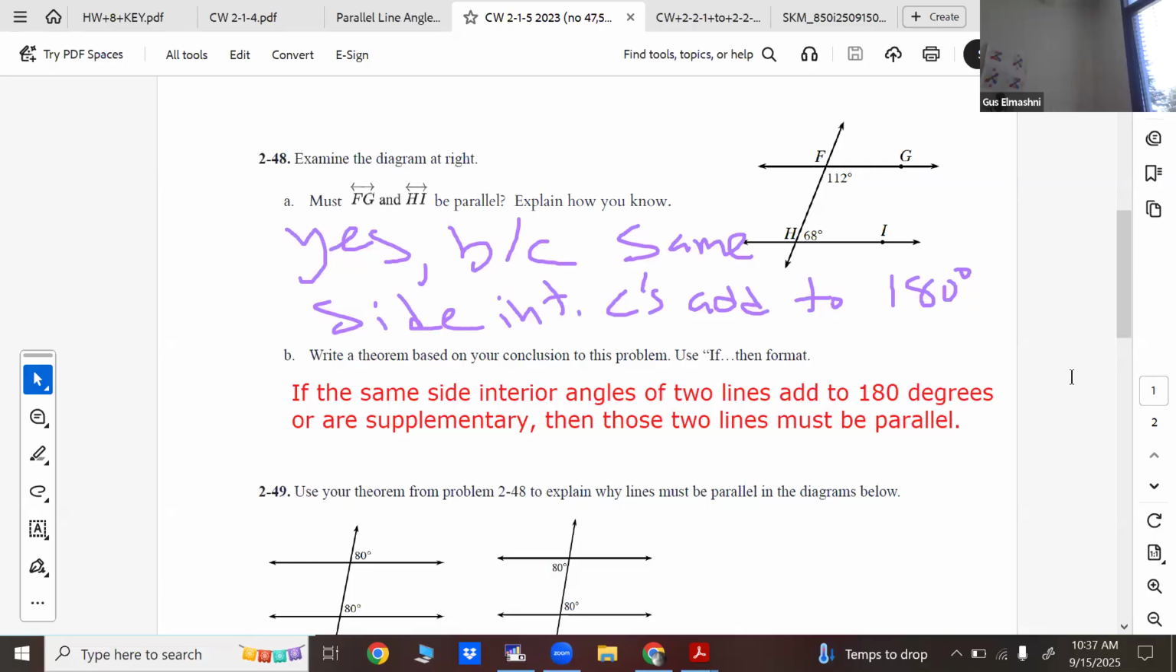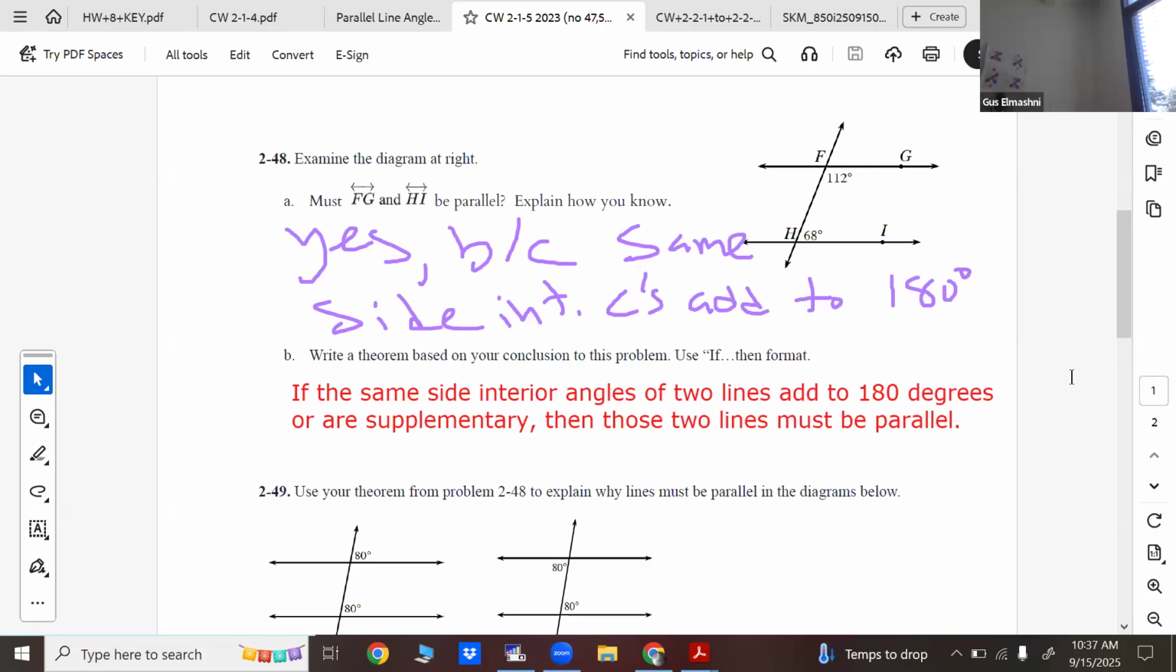Before I told you, so here's the thing, it's kind of like a proof. If I tell you the lines are parallel, then you know the same side interior angles add to 180. But what if I don't tell you they're parallel? What if I just give you a diagram? I don't label it. And I just do the angles, and you look at it, oh, well, they add to 180. So what can I conclude about those two lines?